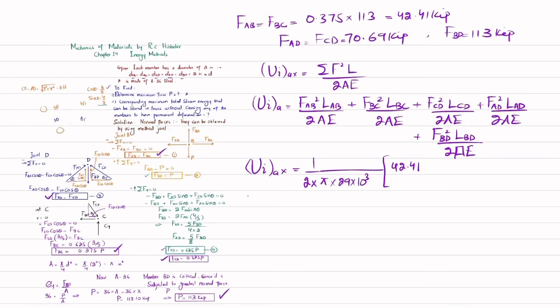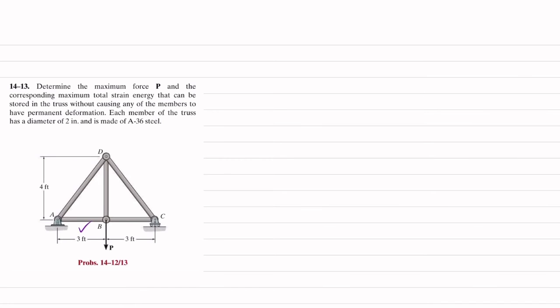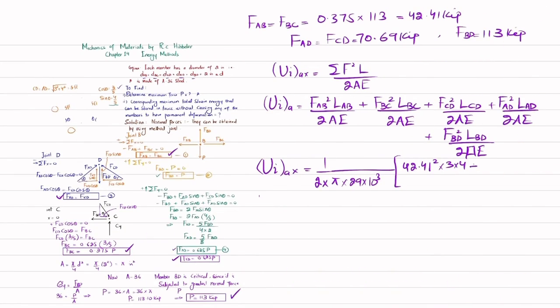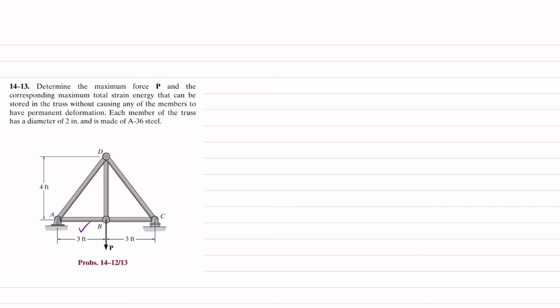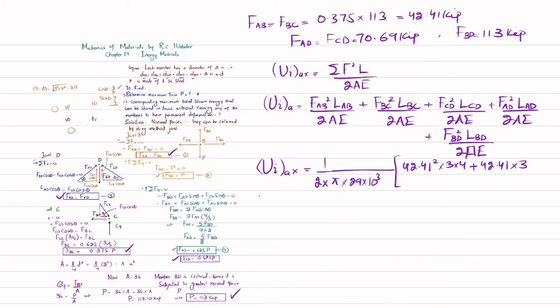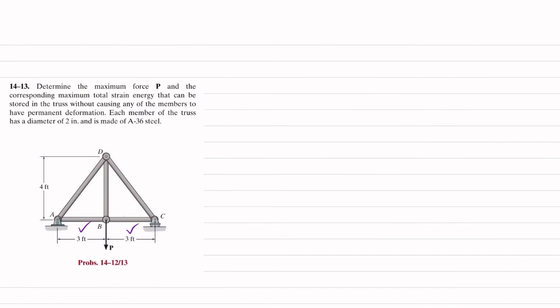So 42.41 square into length of AB. Length of AB is 3 feet, so 3 multiplied by 12, converting it into inches, plus FBC square. So it is also 42.41 into length BC, which is also 3 feet, so 3 multiplied by 12. Okay, let me check it. FAB is 3 feet, FBC is 3 feet.